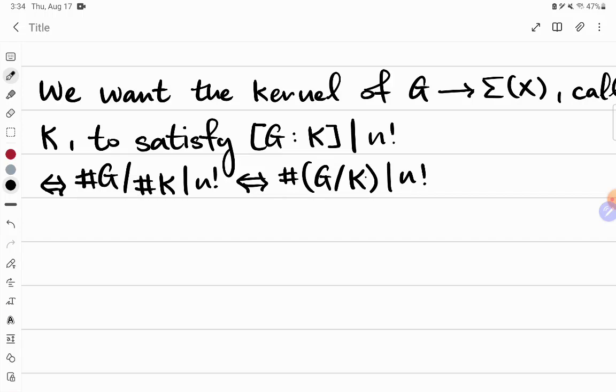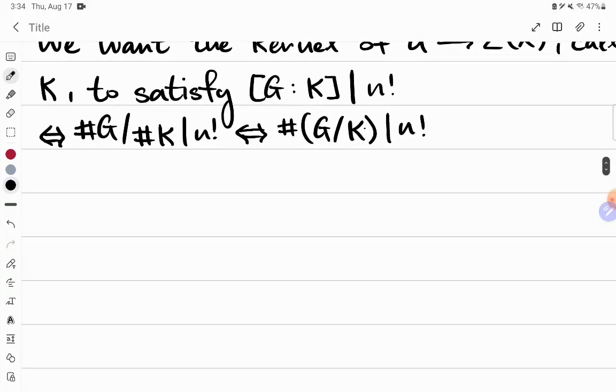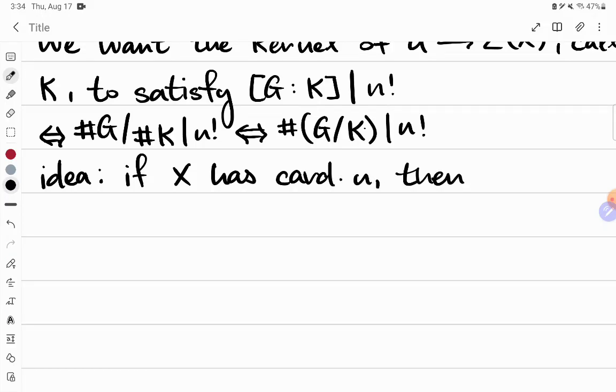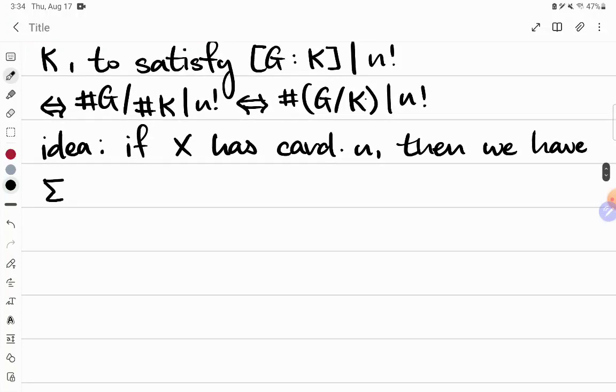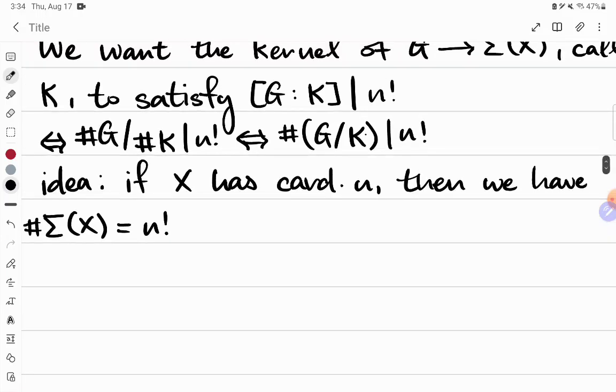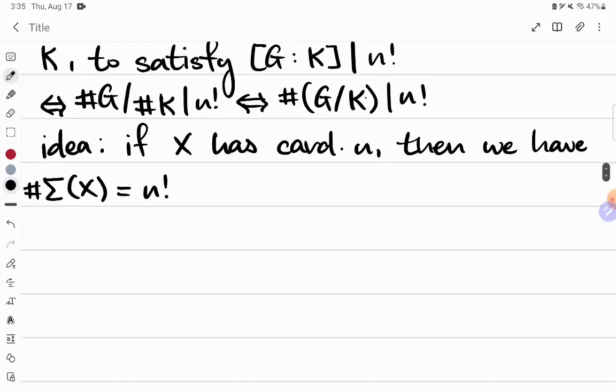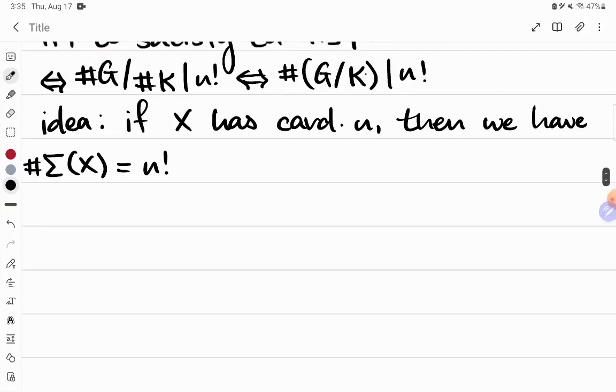Well, let's take a set X. If X has cardinality n, then we have sigma of X, let's say the cardinality of sigma of X equals n factorial, right? Because if we have a cardinality n set, then we have n factorial permutations on it. Okay? But why is this important?